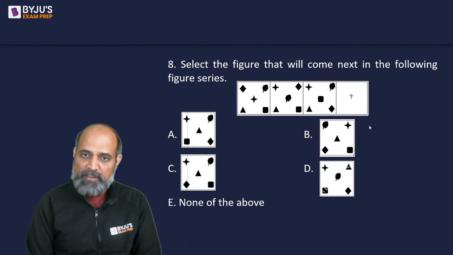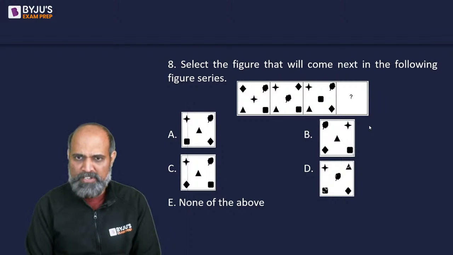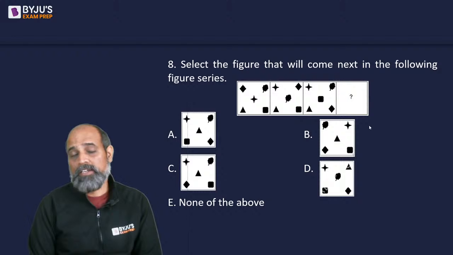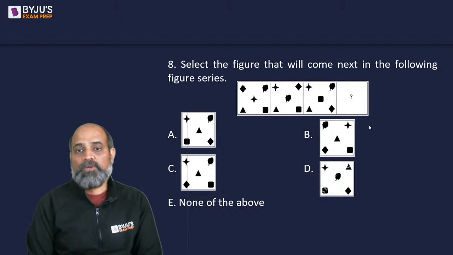So we have a diamond, then we have a leaf-like shape or a cauliflower type. Then we have a star at the center, we have a triangle and a square at the other two corners. So what is happening?